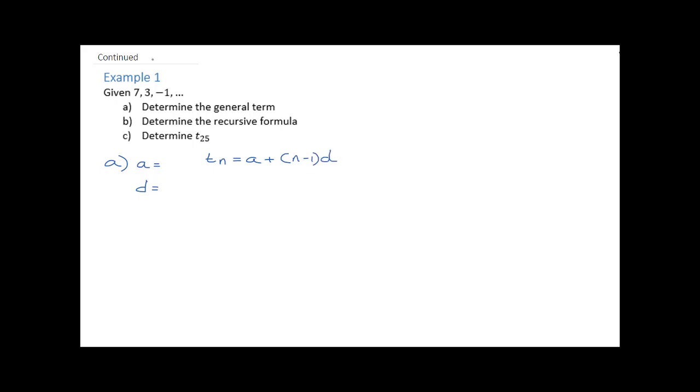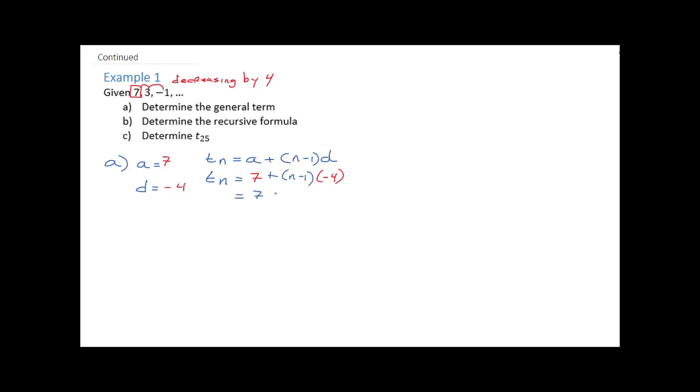All right, so what do we know? The first term's easy to spot. It's 7. What's the difference each time? We are decreasing by 4. So let me just write that down. There we go. Okay, so that means D is negative 4. So let's substitute those things into our formula and then simplify our formula, okay? All right, so Tn equals 7 plus n minus 1 times negative 4.